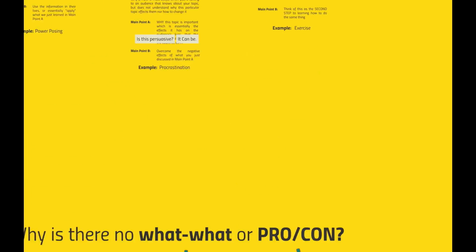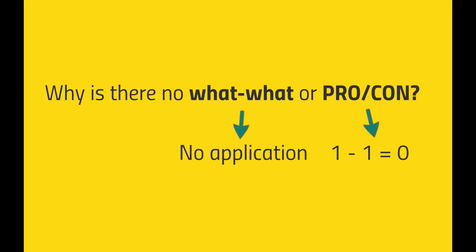All right, so do you notice there's no what, why, or even a pro-con speech? Well, the reality is that without application, your audience is like, cool, I have all this information. What do I do with it now? And the other thing is, with a pro-con speech, when you take a positive and you add a negative, guess what you have? You have zero. So you can't be like, hey, here are the benefits of exercise. Now here are the drawbacks. Because then we're left with, well, what are we supposed to do with that? So you want to make sure that you follow one of those three patterns.